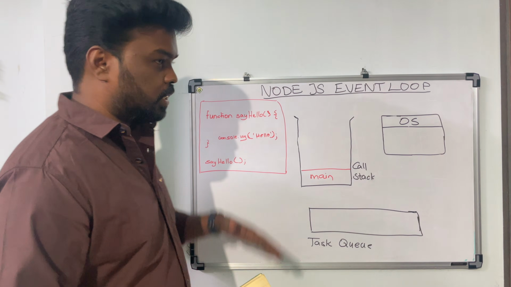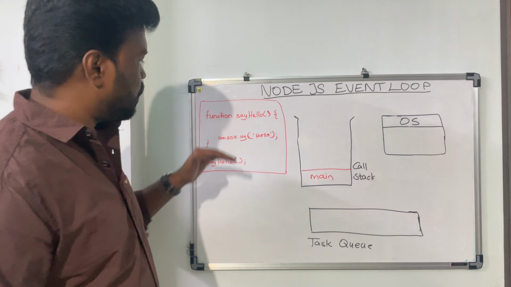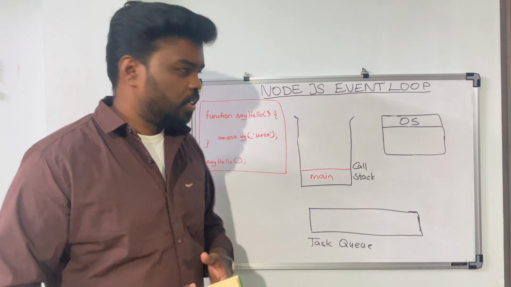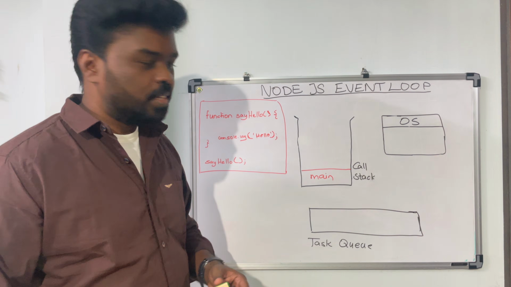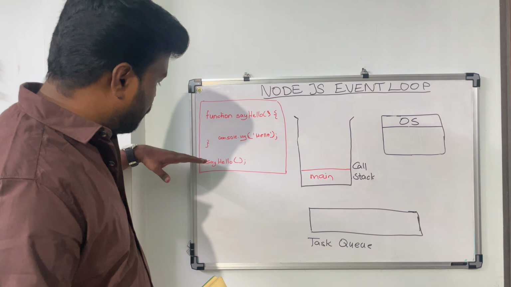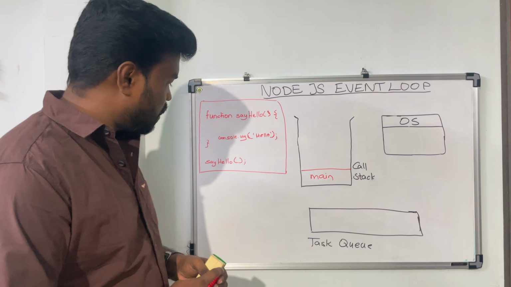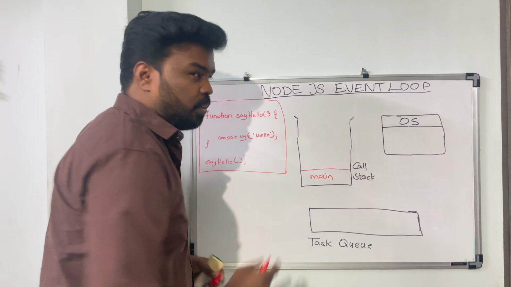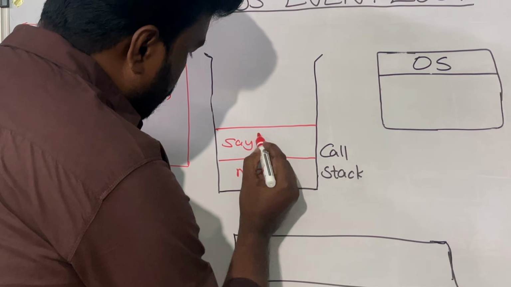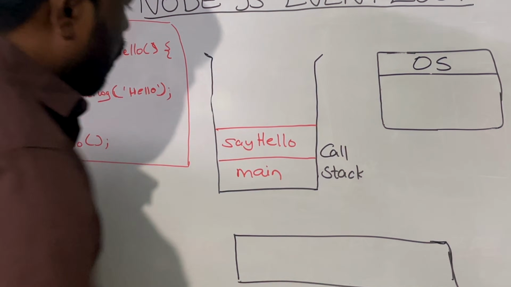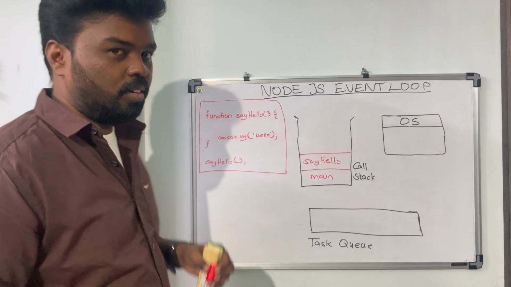Now it goes through the instructions one by one. Now it reaches this particular line, where we are declaring the function sayHello. It's not actually executing anything. It just registers the function and then moves on. So it comes to this particular point where we are actually invoking the function sayHello. At this point, the sayHello function will move into the call stack, and the execution now gets into the sayHello function.